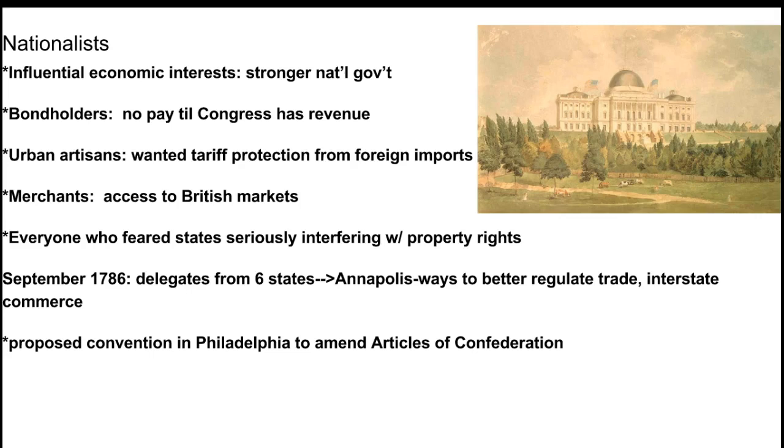In September of 1786, the delegates from 6 states get together at Annapolis, and they try to figure out a way to better run the country, to regulate trade, to regulate interstate commerce, meaning commerce between states. So they say, okay, let's have a convention in Philadelphia, and we're going to amend these Articles of Confederation.